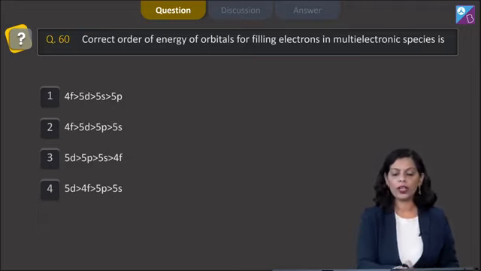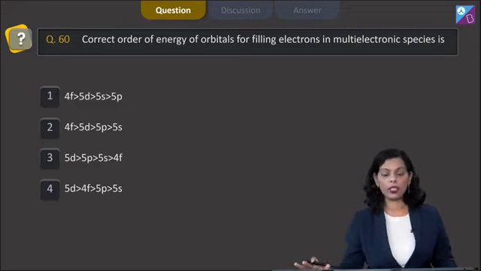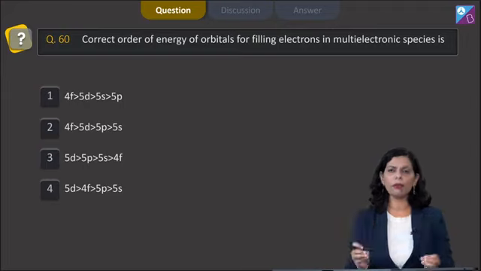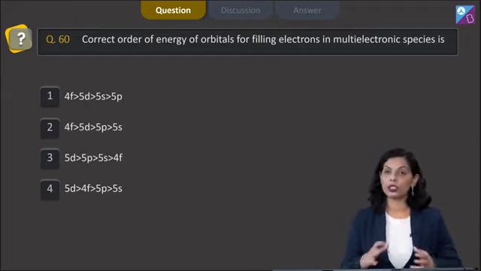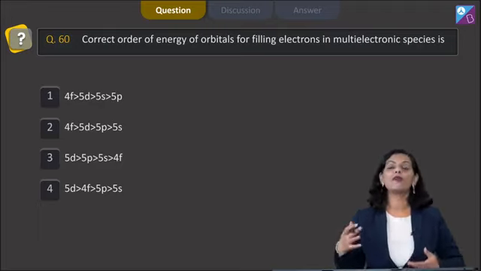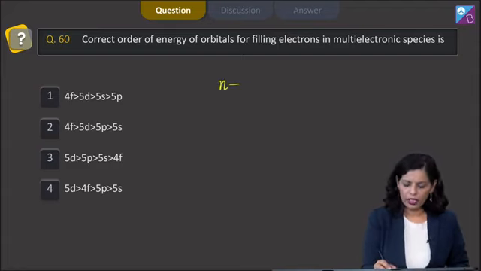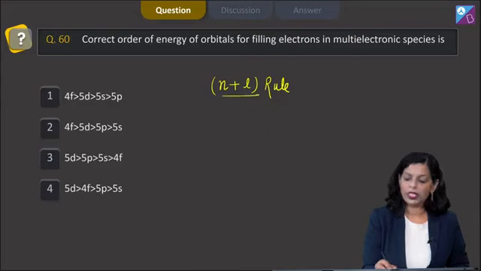Okay. Take the next question, the question number 60 we have. Correct order of energy of the orbitals for filling electrons in multi-electronic system. We're talking about simply the formula using which we can find out the energy associated with the orbital. And how does it proceed? It proceeds with Aufbau's principle, and very specifically it is the n plus l rule. Remember this n plus l rule.